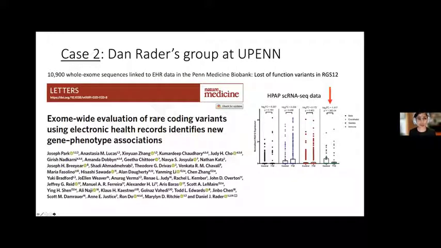In case number 2, this was an integration of the same data set in a study that was published in Nature Medicine by one of our colleagues, Dr. Dan Rader at Penn. This study was a giant effort of 10,000 plus whole genome sequences linked to electronic health record data in the Penn Medicine Biobank. This effort led the investigators to a list of genes with mutations associated with different traits, including type 1 diabetes. And they really didn't know what to do with those lists of genes.